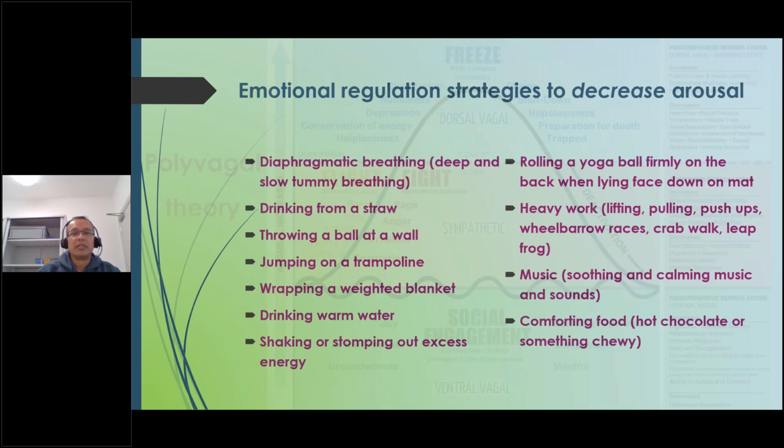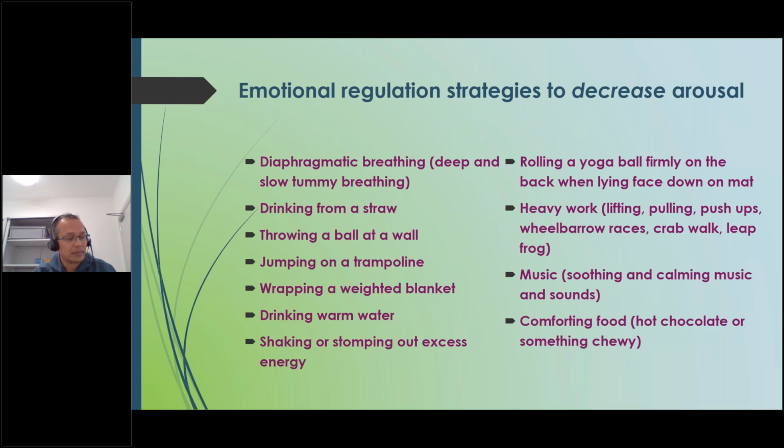Okay, so these are some emotional regulation strategies. Gosh, I didn't know I had so many slides. I'm sorry, I think I just skipped through them. Sorry, that was my alarm for this presentation.